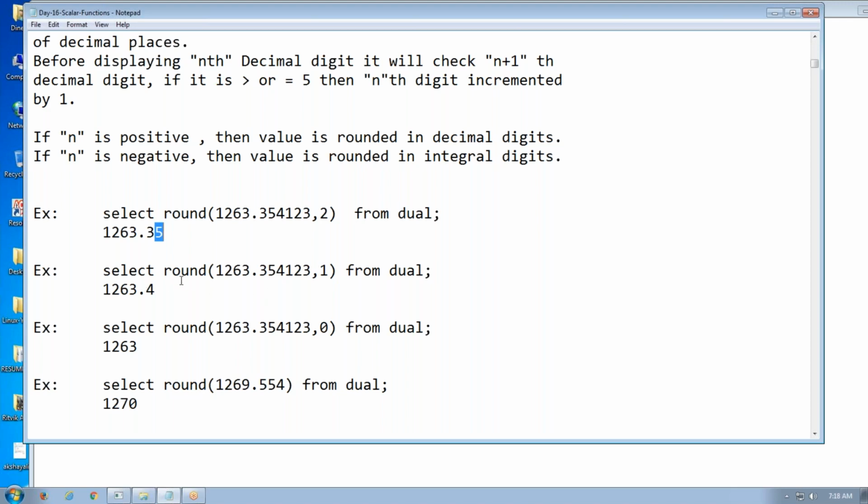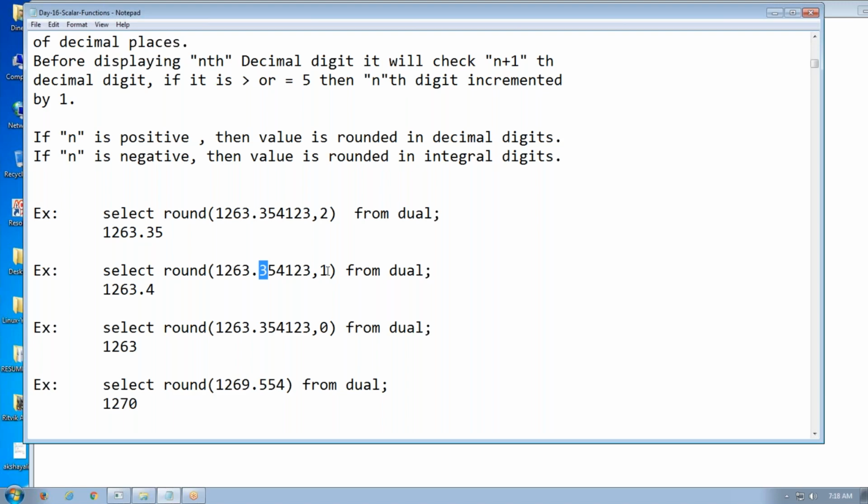Next, see, next function, same round function. I need only one decimal digit. I need only one digit after decimal point. Means actual digit is 3. But before printing first decimal digit, it will verify next digit. What is next digit? 5.